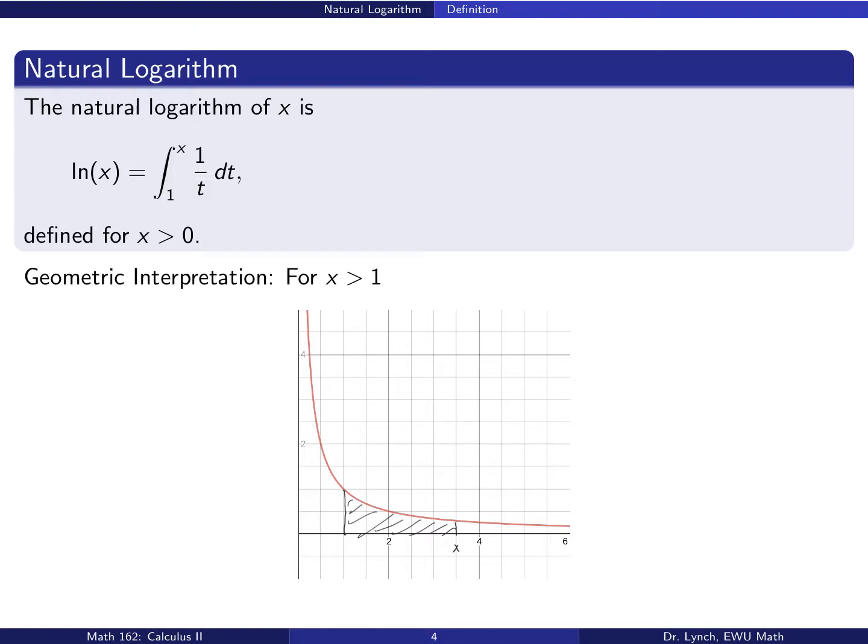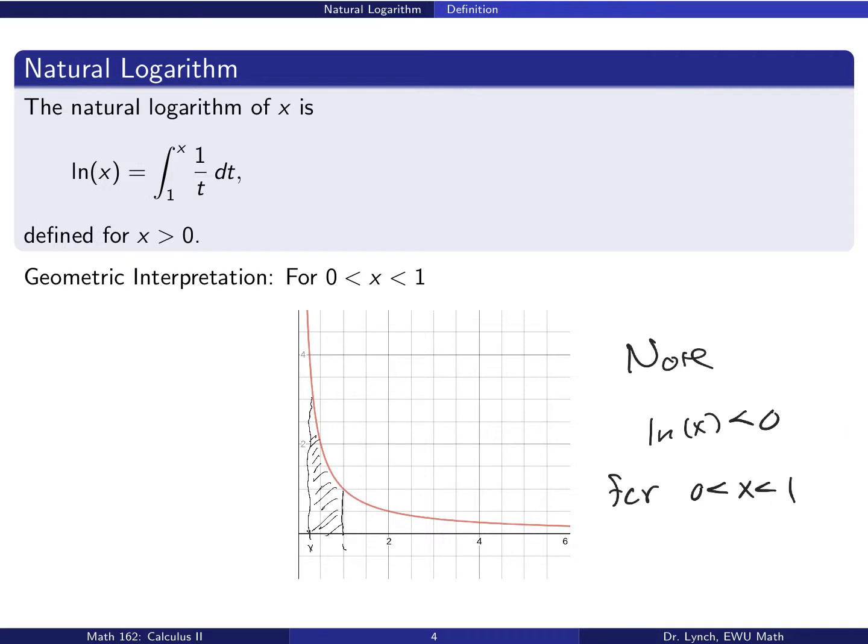And of course, when x is a number that's between 0 and 1, we instead think about integrating from 1 back to that number. And we can see that the area under the curve, I guess, is positive, but since we're integrating from 1 backward to x, from right to left, we can see that the natural log of x is going to be negative if x is any value between 0 and 1.